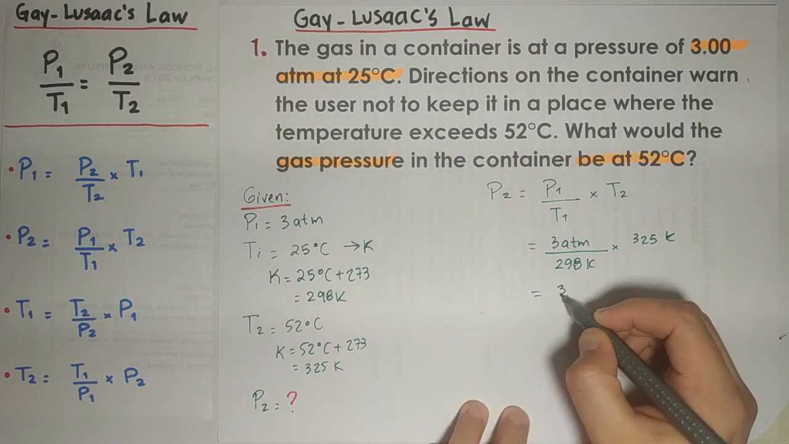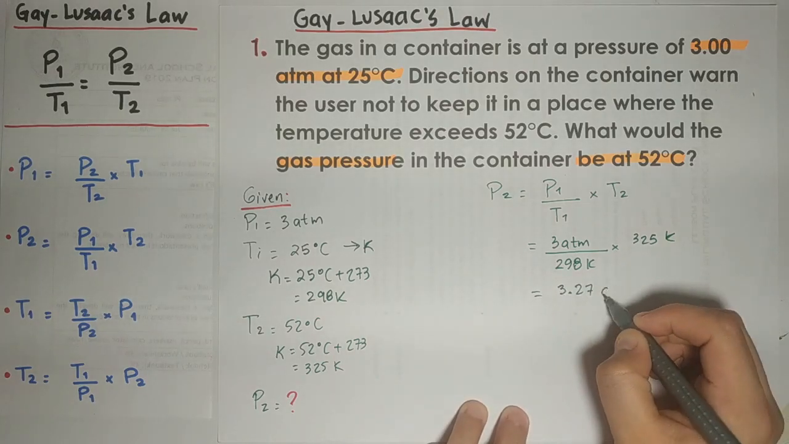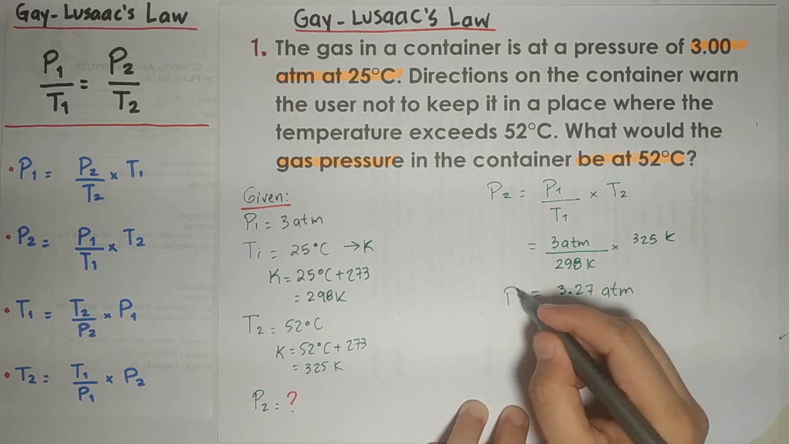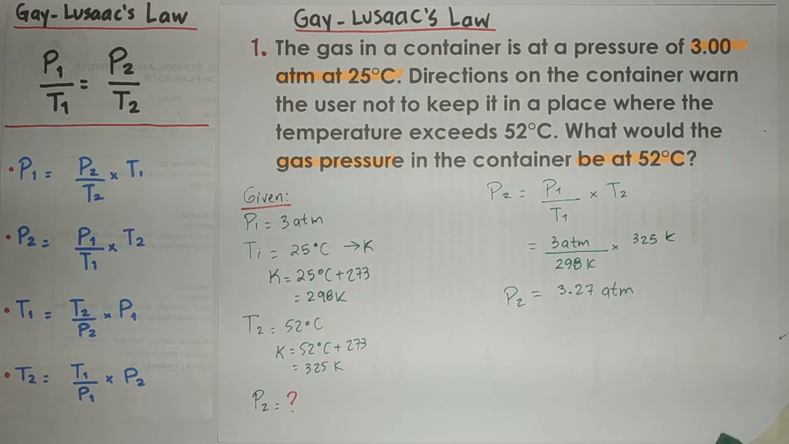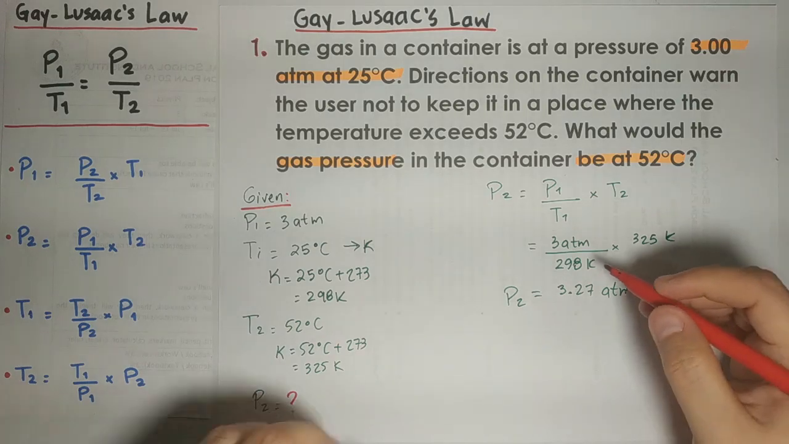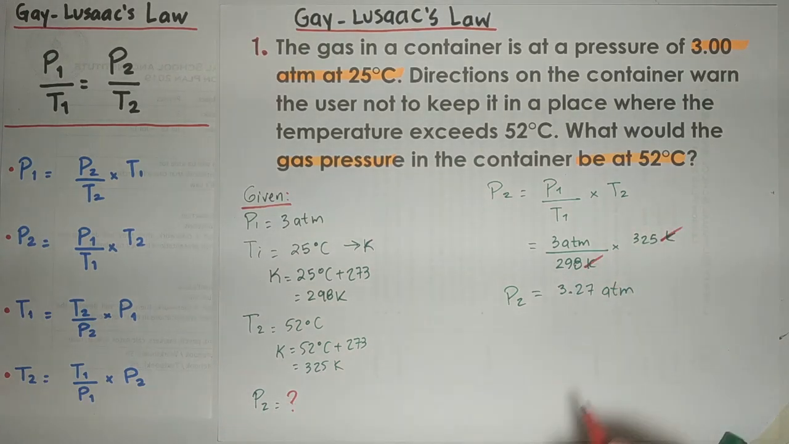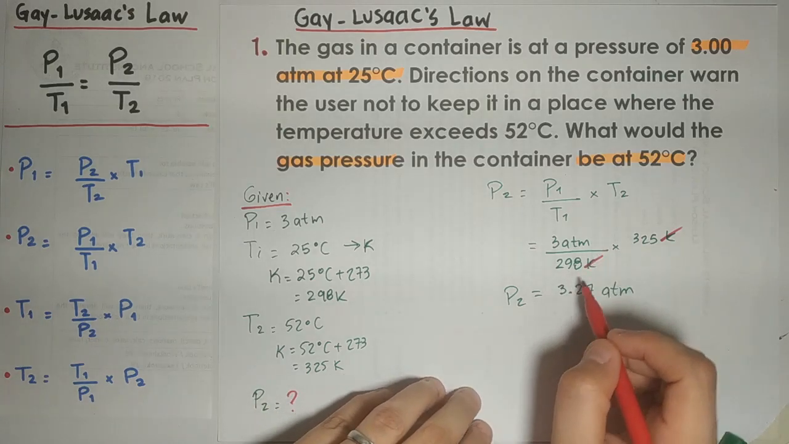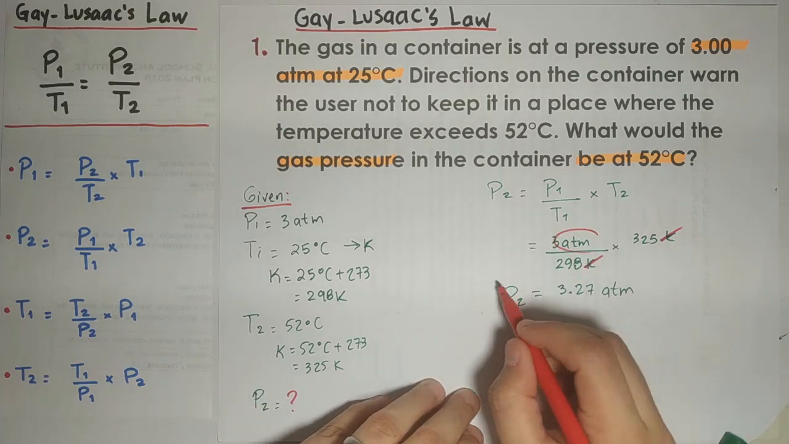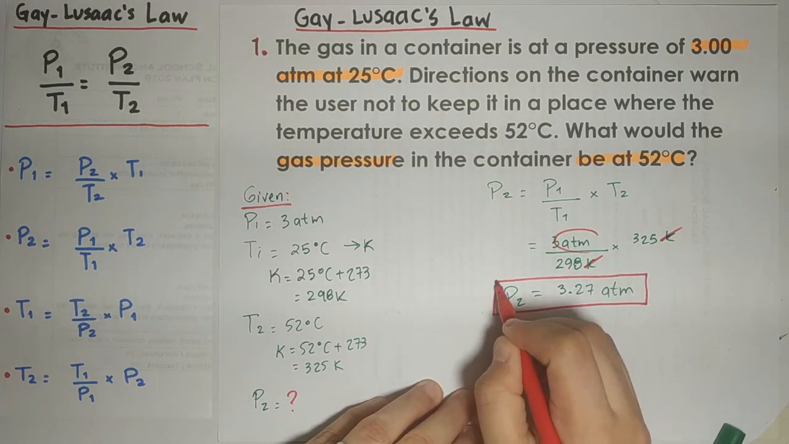I got 3.27 atm. This is my pressure 2. Here the Kelvins are those that are cancelled. Kelvin and Kelvin are going to be cancelled. And my final units for pressure will be atm. There you go.